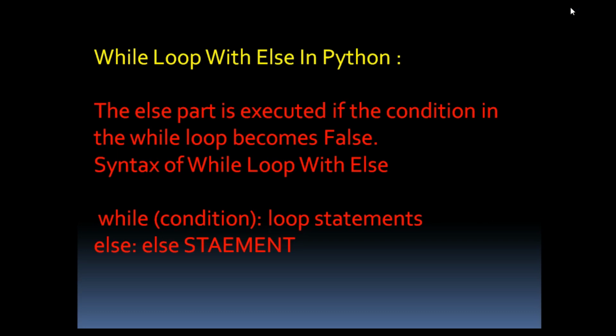Syntax of while loop with else. So, while condition, that means you will write a condition in it, then go with the loop statement. After that, the condition will become false, then it will go to the else part, and it will print the else statement. Look at this, how it happens.